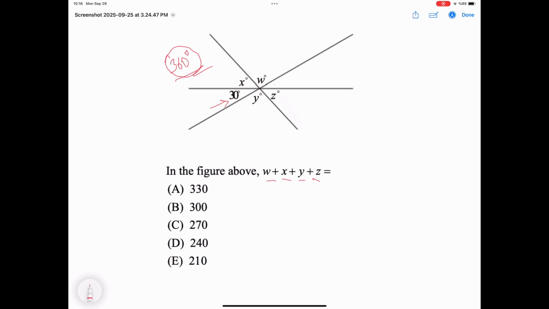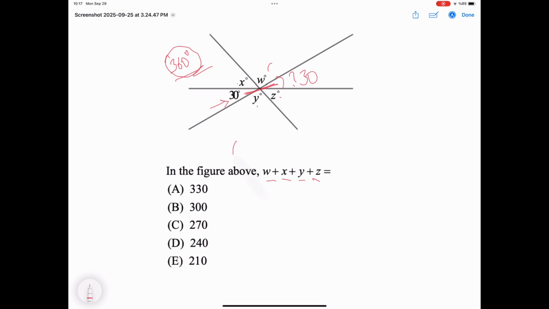So what else do we know? We don't know here, but we know that it is right across 30. So if it is right across 30, it means that it is 30. So we have now 30, 30, x, w, y, and z. All of them combined should give us 360. So let's sum them up then.